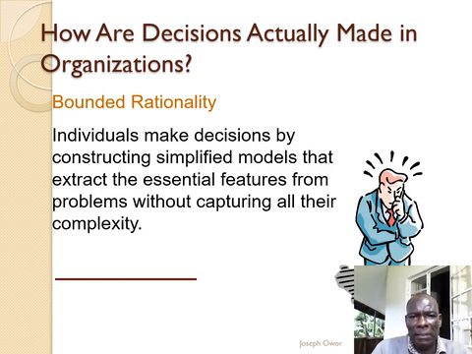So we're back to decision making in an organization. How are decisions actually made in organizations? We mentioned rational decision making before with 6 steps, but in reality, organizations may not follow those 6 steps. There is what we call bounded rationality. This is where individuals make decisions by constructing simplified models that extract the essential features from problems without capturing all their complexity.